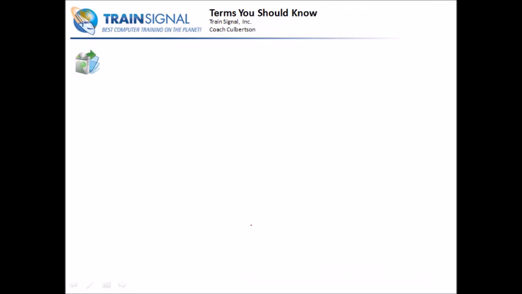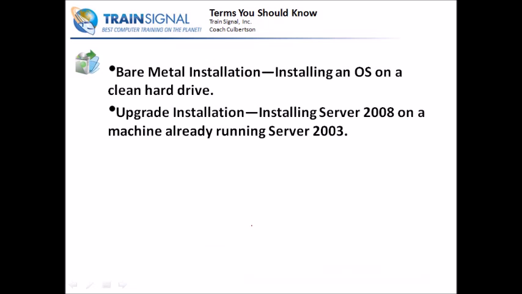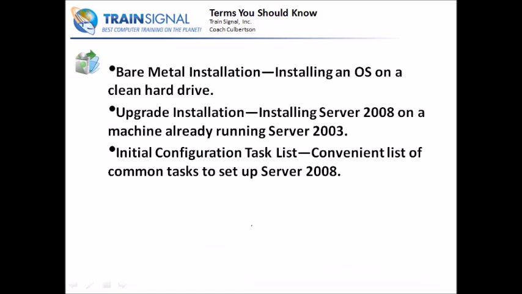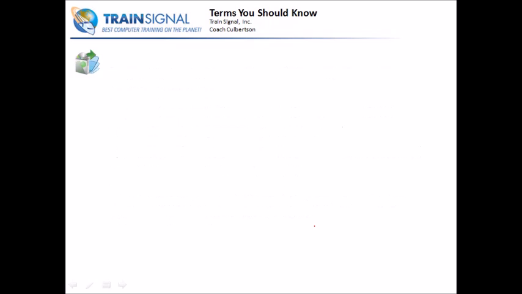So I want to talk with you now about some of the terms that you should know after viewing this course. Just as a quick review, bare metal installation. You should know that this is installing an OS just on a clean hard drive. An upgrade installation, you should know that it's installing Server 2K8 on a machine that's already running Server 2003. The ICT, Initial Configuration Task List, just a convenient way to set up basic stuff on Server 2008. DC Promo, you've seen it twice. This is just the wizard that sets up the Active Directory. It promotes a machine up to domain controller status.